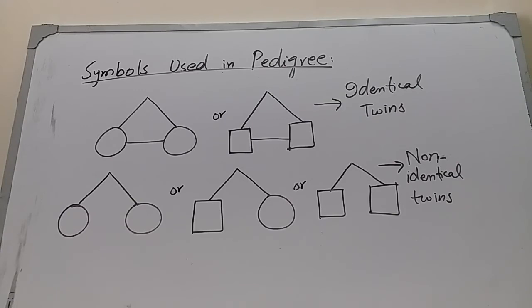On the other hand, if the twins are non-identical, dizygotic or fraternal twins, then we will not draw a horizontal line between the twins, as it is clear from the diagrams. Identical twins will be of the same sex, and non-identical twins may be of the same sex or of different sex. So it's clear from these three diagrams, they may have the same sex or different sex, but we will not draw a horizontal line between these twins.